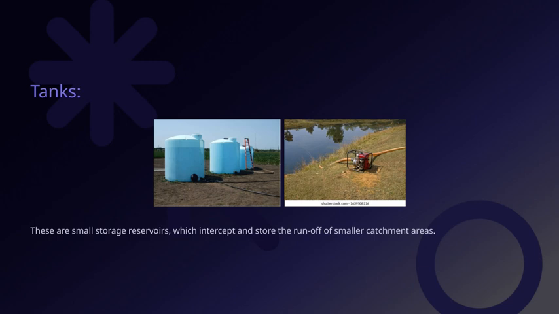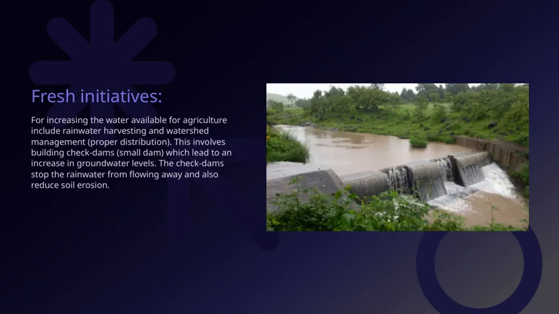In the context of overall water conservation and flood control strategies, tanks are a simple yet effective solution to manage smaller catchment areas efficiently. Let's talk about some fresh initiatives to boost the water available for agriculture. One key approach is rainwater harvesting, which involves collecting and storing rainwater for later use. Alongside this, watershed management plays a crucial role, especially when it comes to the proper distribution of water across different areas. A practical example of this is building check dams, which are small dams constructed across streams or gullies.